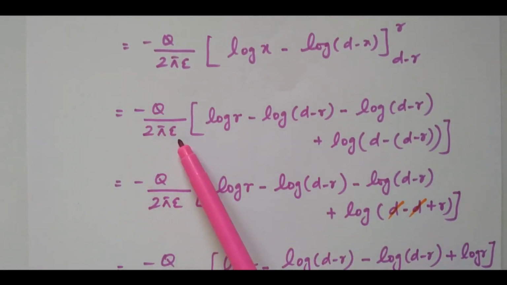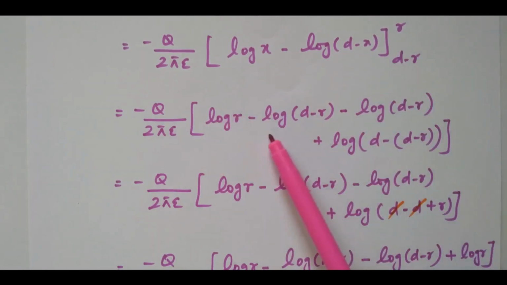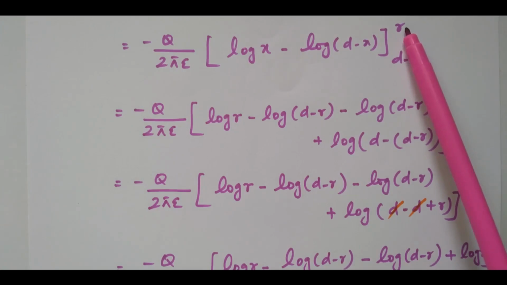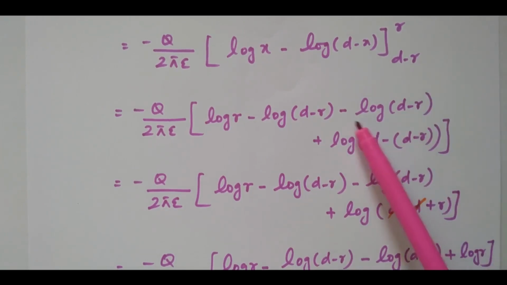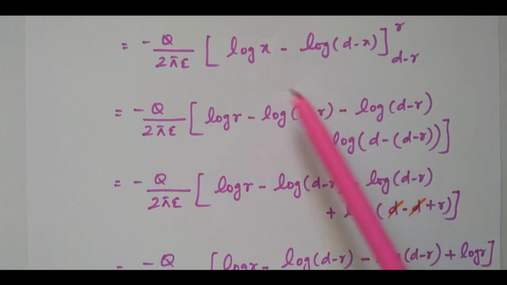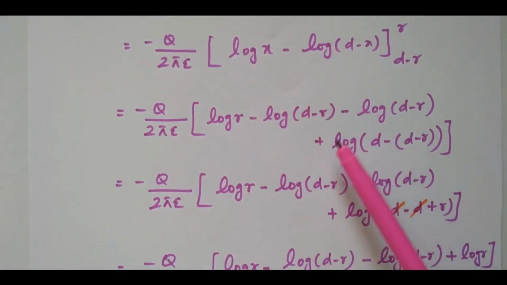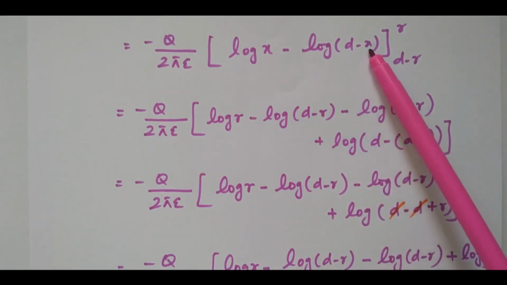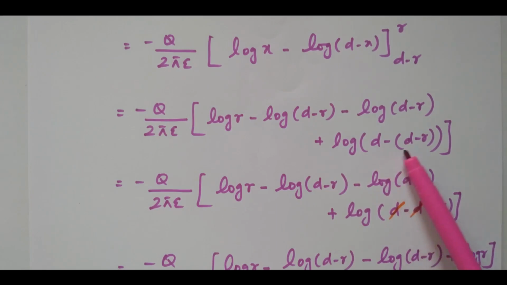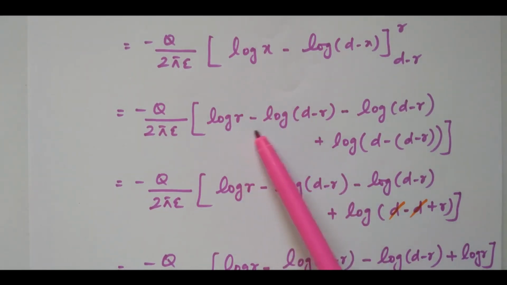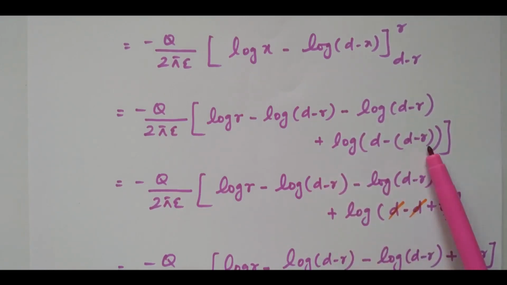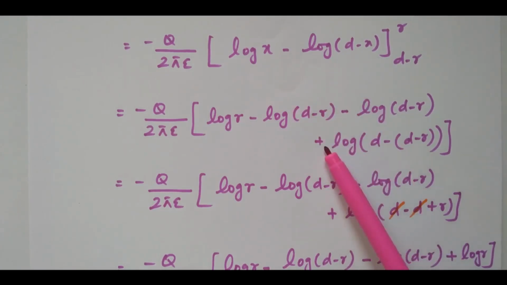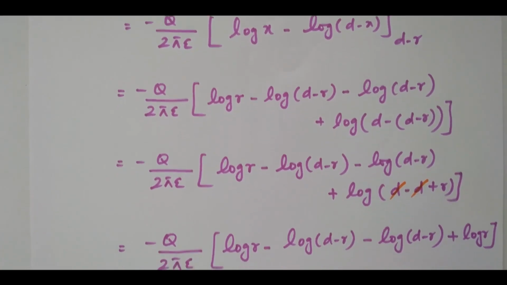Minus q divided by 2 pi epsilon, we substitute these limits: log r minus log (d minus r). First the upper limit is substituted, log r minus log (d minus r). Then we substitute the lower limit with a minus. While substituting the lower limit, we get minus minus log (d minus x). Here one minus is already there, so it becomes plus log (d minus x), where x is replaced by d minus r. So it is log r minus log (d minus r) for the upper limit, plus log (d minus (d minus r)) for the lower limit. This negative is there, so it becomes positive. Now we can go for further simplification.